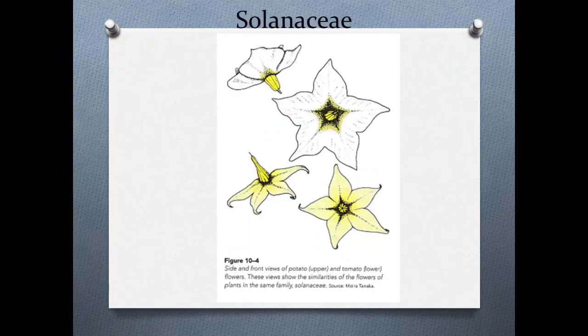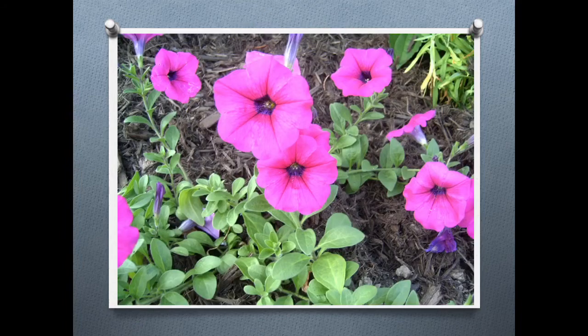The Solanaceae family, or the nightshade family. The top flowers here are from potatoes. The bottom flowers, the yellow ones, are from tomatoes. Can you tell they're related? They're actually so closely related you can graft a tomato top onto a potato bottom. That's how closely related they are. But look how similar their flowers are.